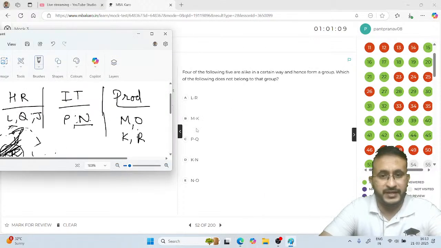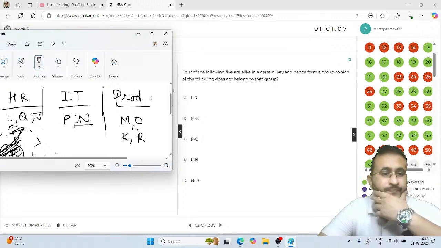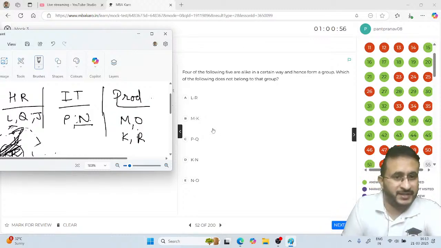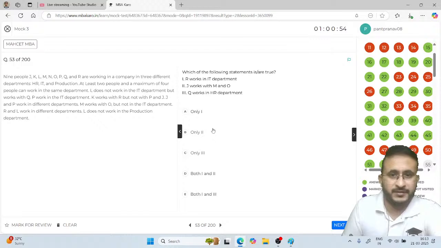Four of the five are alike in certain way. L, R, M, K, P, Q, K, N, and N, O. So all are in different departments. M and K are in same department.